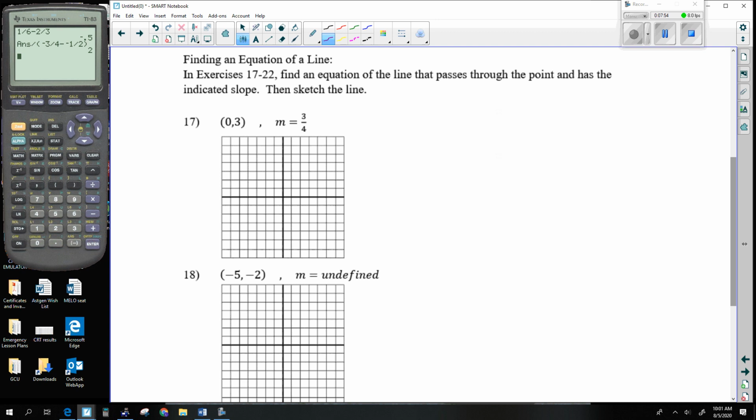All right, in these next exercises, find an equation of the line that passes through the point that has the indicated slope, then sketch the line. Okay, here is where you want to use the point slope formula. This is the kind of formula that you are going to be using for an equation of a line.